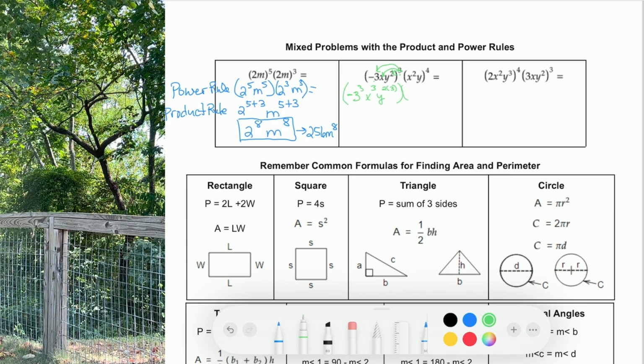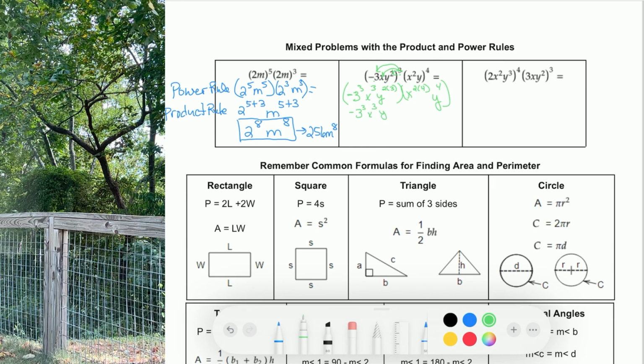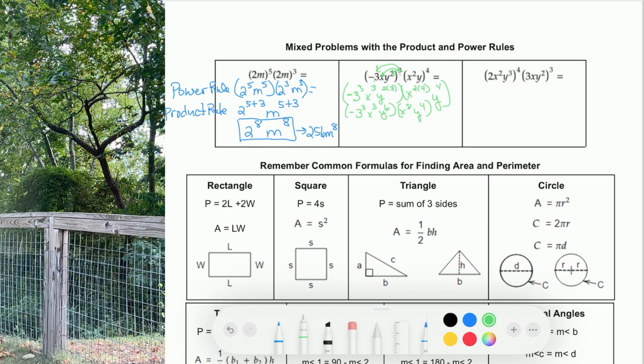Then we have x to the power of 2 times 4, y to the power of 4. I'm going to simplify that out. We get negative 3 to the power of 3, x to the 3, y to the 6th. And then we have x to the 8th, y to the 4th. Now we need to use our product rule and combine our variables and their exponents.